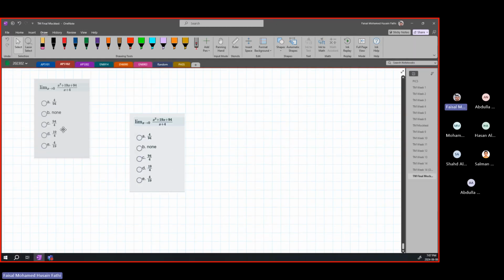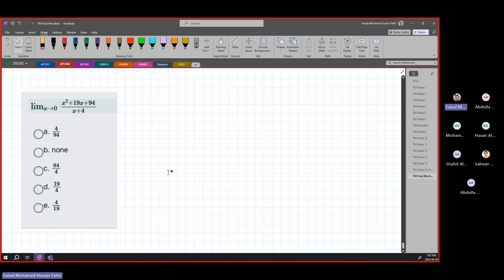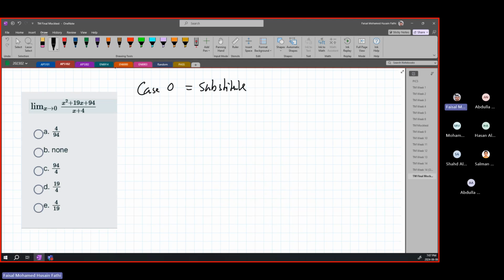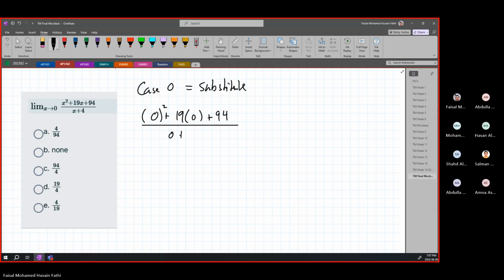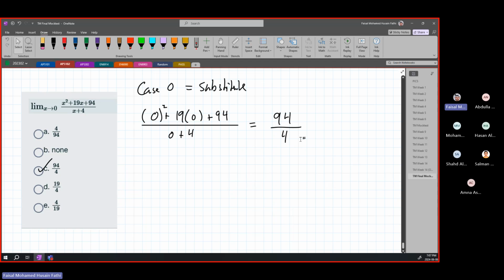So you have this limit question. Again, remember, just go case by case. So what's the first case for limit? Case 0, which is substitute. So let's substitute. It's going to be 0 squared plus 19 times 0 plus 94 over 0 plus 4. You don't get 0 in the denominator, so that's it. You get your answer directly here, which is 94 over 4. All right, so you don't have to do anything more. So always first thing substitute to see if you do need to do factorization or radicalization or anything like that.